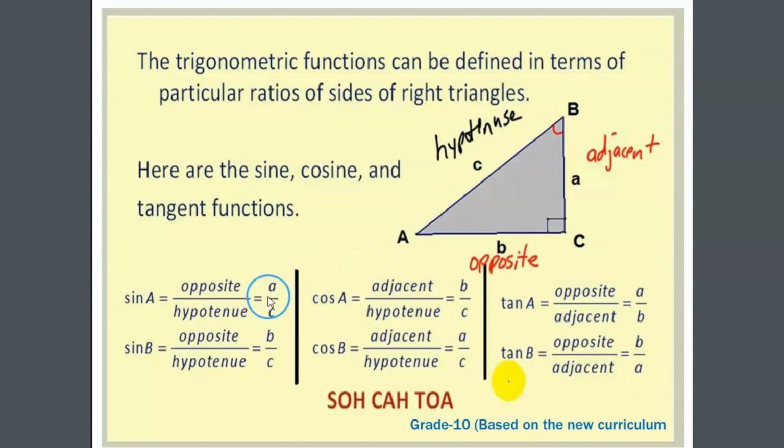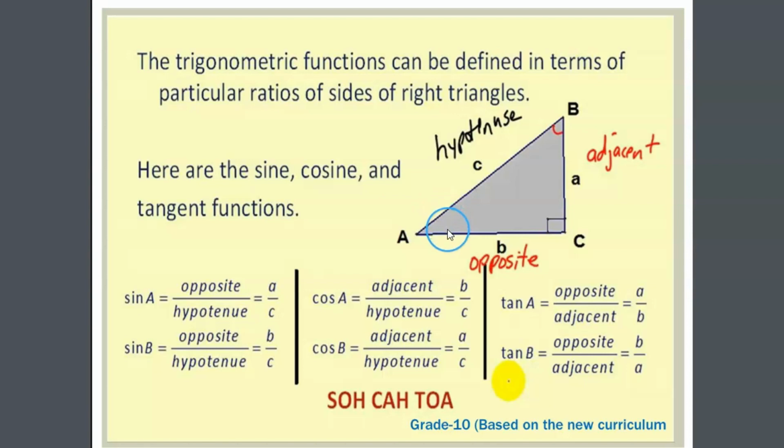When we come to sine, the first function, the sine of an angle is defined as, it can be found by dividing the opposite side by what? By the hypotenuse. Therefore for angle A, sine of angle A means opposite over hypotenuse. What is the opposite side for angle A?